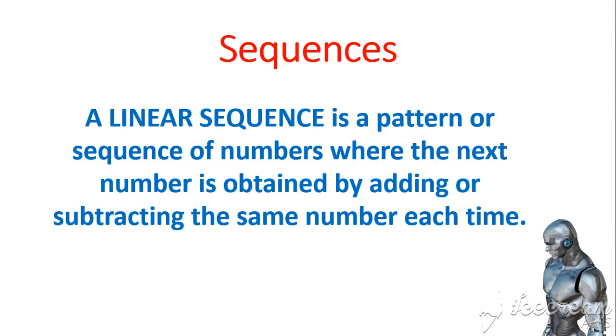So what's a linear sequence? A linear sequence is a pattern or sequence of numbers where the next number is obtained by adding or subtracting the same number every time. So if we add 5 every time, it's called linear. If we subtract 3 every time, it's called linear.